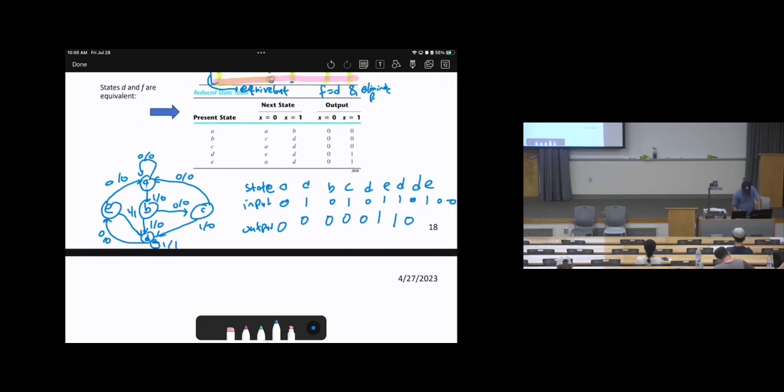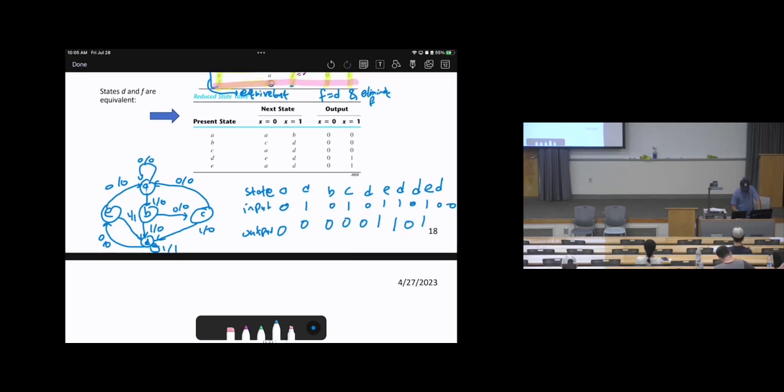E, input is 1. The output is 1, we will go to D. Then D, the input is 0, output is 0, we will go to E. And the output, again, is 0, we will go to D. Then D, input is 0, output is 0, we will go back to E. Okay?